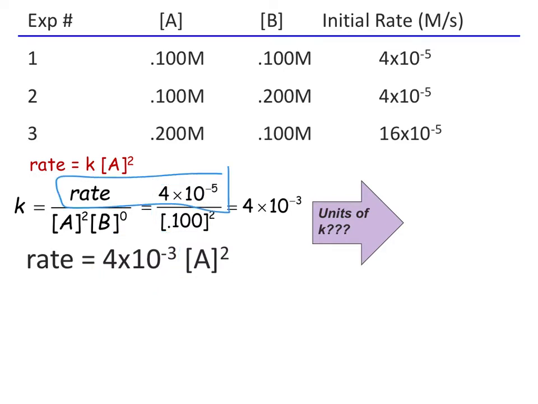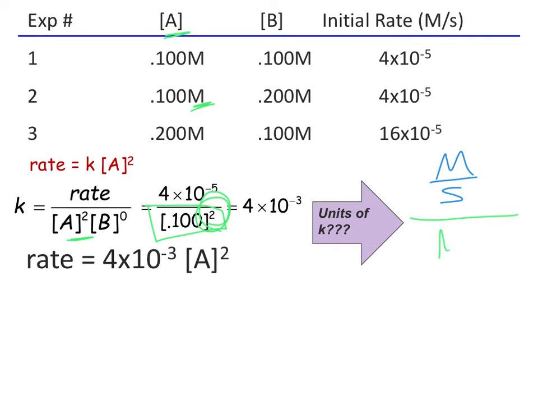First, if we look at the number on top, that would be the rate on top, and the units for the rate given are molarity per second. Next, we're going to look at the bottom where we have the concentration of A, which in concentration brackets is always going to be molarity, but it's actually squared according to this rate law. So on the bottom we have molarity squared.